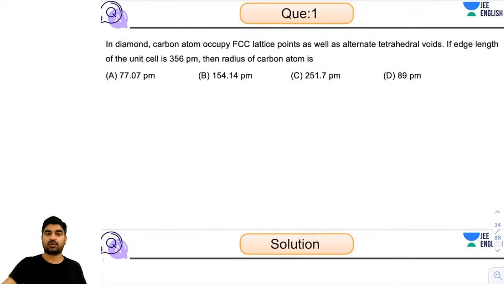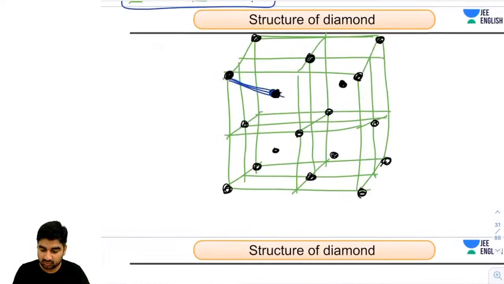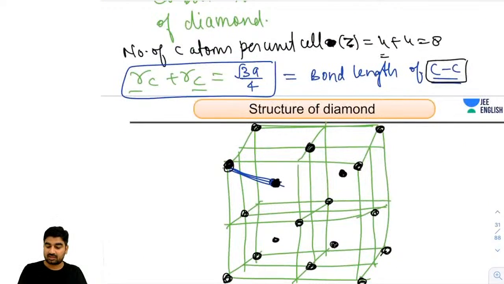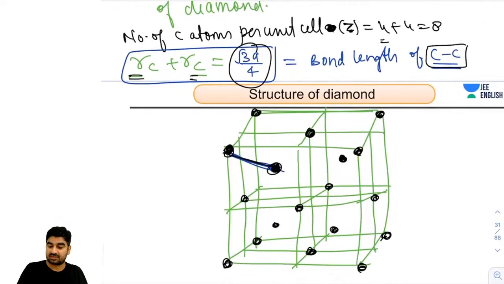So, guys, now I will do it. I've just shown you the structure of diamond, guys, and I told you that this is carbon, they are touching each other. So RC plus RC is equal to root 3a by 4, because this whole distance is root 3a. This is root 3a by 2, this is root 3a by 4.